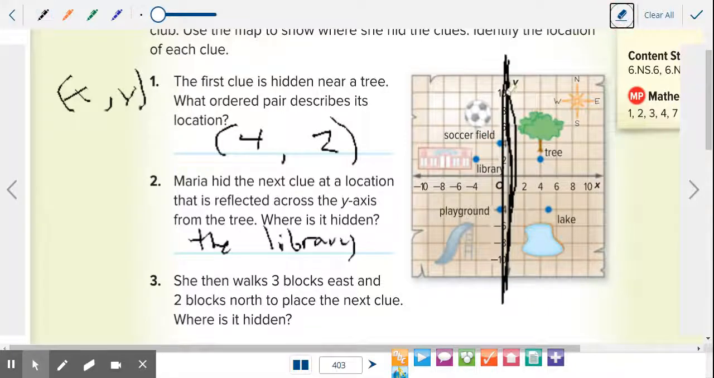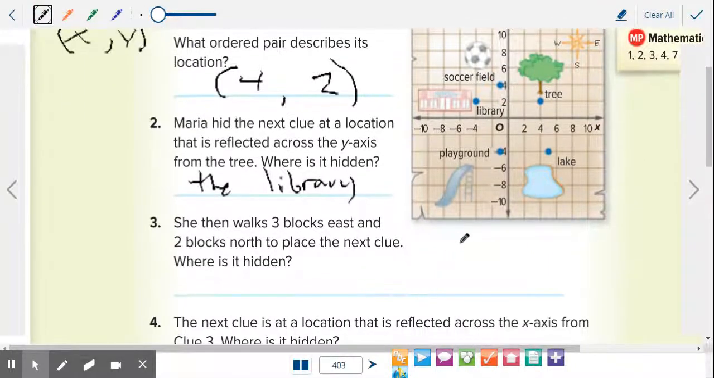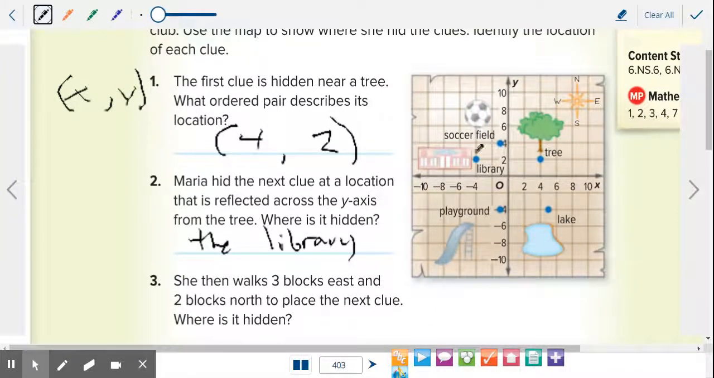All right, let me get rid of this. All right, so then she walks 3 blocks east and 2 blocks north to the place of the next clue. So we're at the library. She goes 3 blocks east. Now remember, these are going by twos. So you're not going to go as far as normal. So we got 1 would be in the middle, 2 would be all the way across, and then 3 would be right here in the middle. Okay, so that's 3 blocks east. Now we got to go 2 blocks north. Well, we got 2 blocks north. Where are we at now? The soccer field.